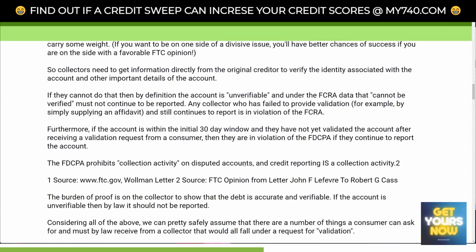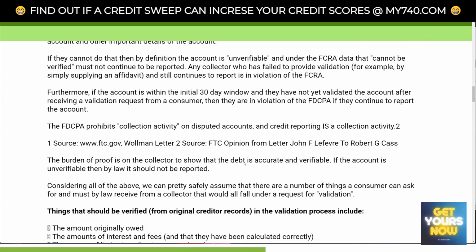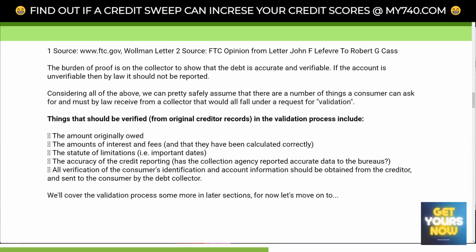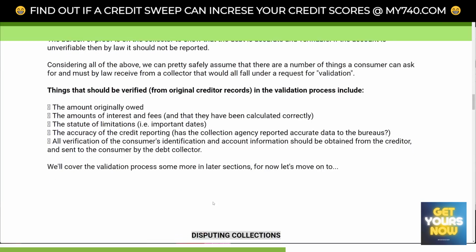So let's go down a little bit more. The FDCPA prohibits collection activity on disputed accounts, and credit reporting is a collection activity. These are the things that should be verified from the original creditor's records in the validation process: the amount originally owed, the amounts of interest and fees, statute of limitations, and accuracy of the credit reporting itself, like has the collection agency reported accurate data to the bureaus? All verification of the consumer's identification and account information should be obtained from the creditor themselves and sent to the consumer by the debt collector. Now, I haven't heard anybody in any video or any course ever mention this part, all right?